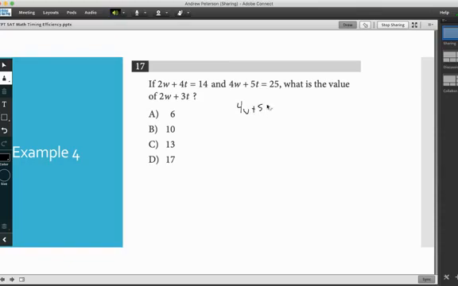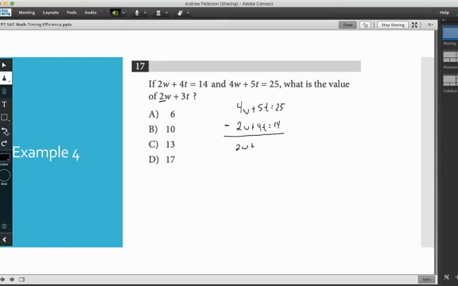4w plus 5t, right, equals 25. And 2w plus 4t equals 14. All right, if I tried to subtract these here, it wouldn't really work, right? 4w minus 2w, we'd get 2w, which looks like it's a good start, but then when we do 5t minus 4t, right, we only get 1t, and that's not good enough. We're looking for 3t, so that's a little bit frustrating. We can't necessarily do it that way.